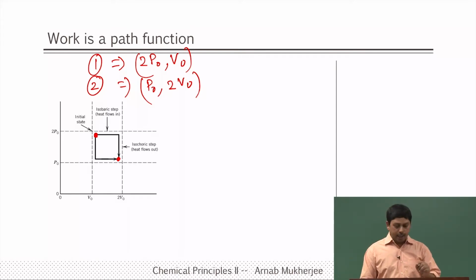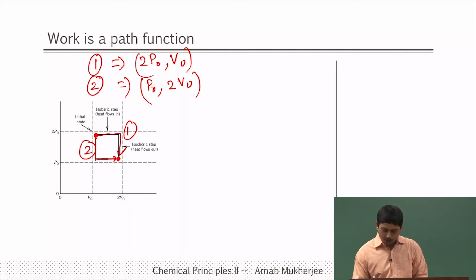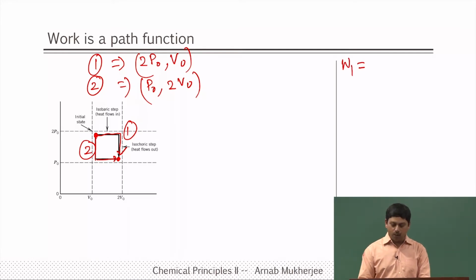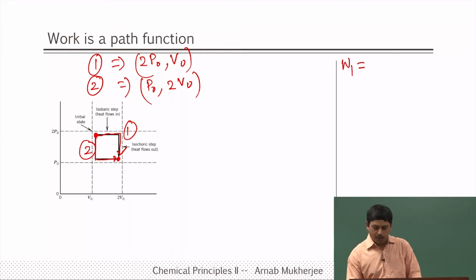Now in order to go from state 1 to state 2, either we can take this route or we can take this route. Let us call that path number 1, and let us call that path number 2, and let us calculate the work done for path number 1. So how do we define work done? Remember, we already discussed that work done is basically PV.